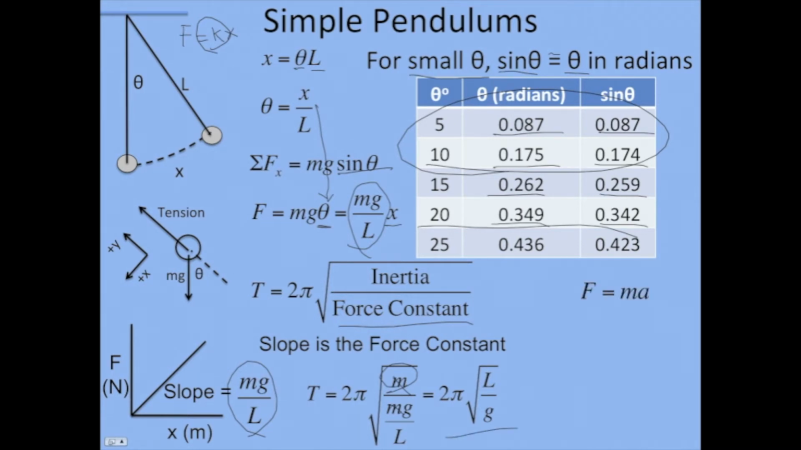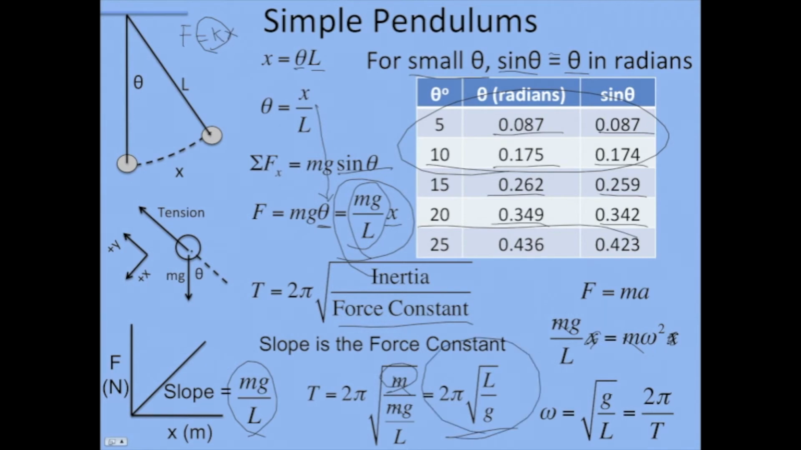You could also use Newton's second law, F equals ma. And so the force is mg over L times x. And so I set that equal to ma. And we know a is omega squared x. So the x's cancel, the mass cancels, and I get omega equals the square root of g over L. We also know that's 2 pi over the period.